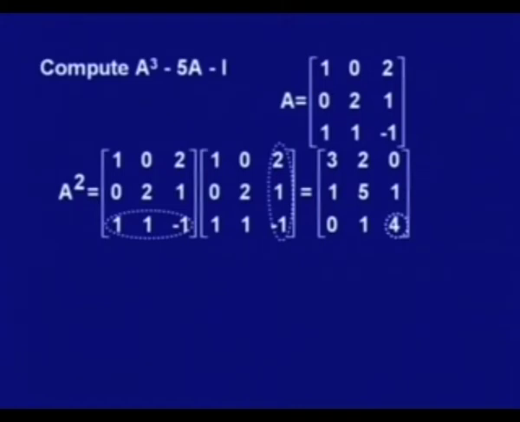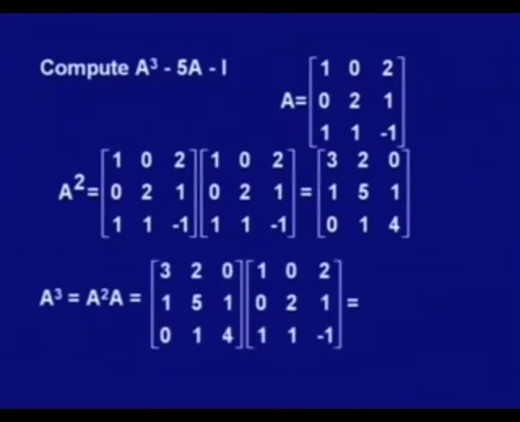Once we get A square, we can compute A cube, which is A square multiplied by A. Now, the order of A is not important here. We can multiply A square by A, or we multiply A by A square, because this is associative, and this gives me the result as this matrix.